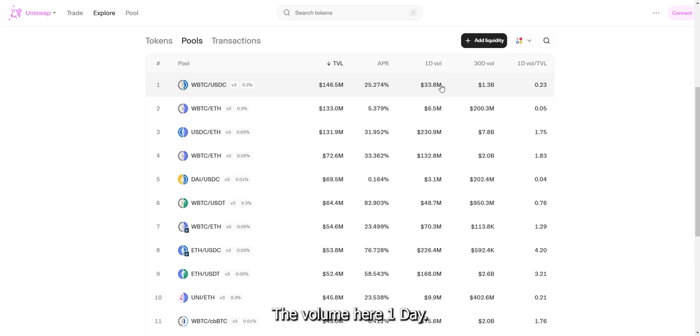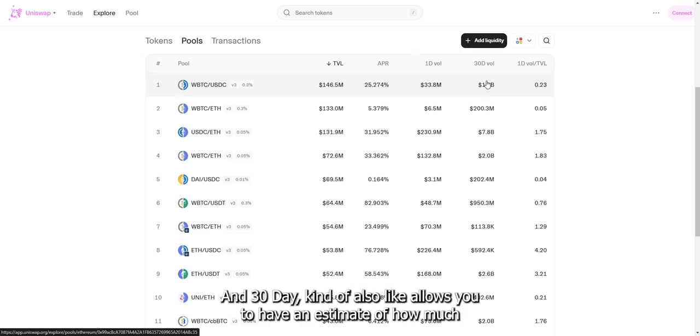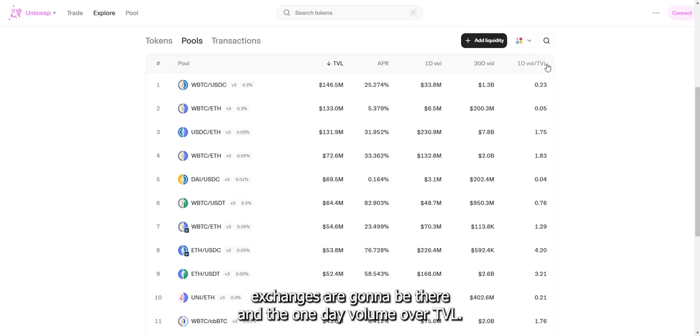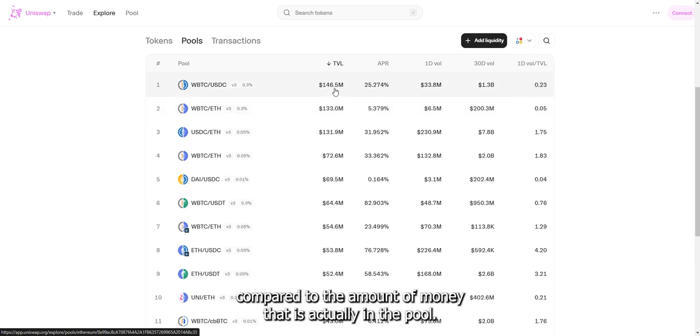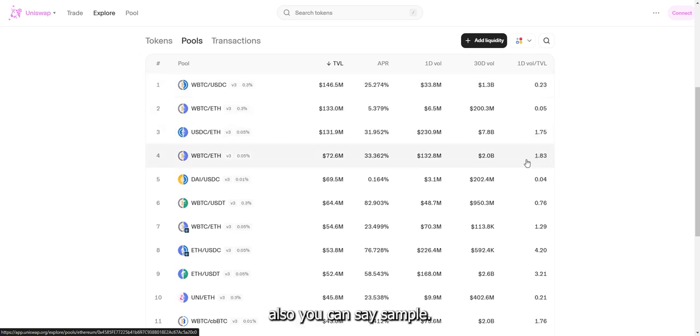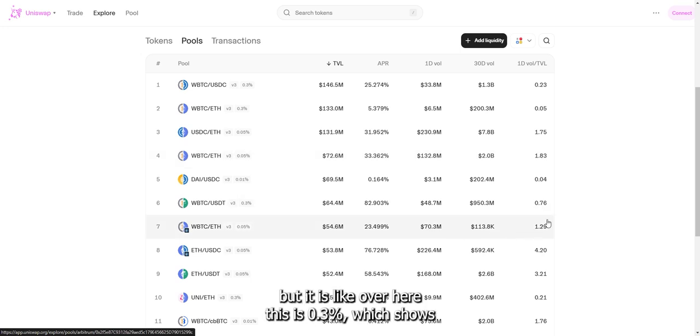The volume here, 1 day and 30 day, also allows you to estimate how much trading there is going to be. And the 1 day volume over TVL, basically the higher the number, means the higher the trading volume compared to the amount of money that is actually in the pool. So the higher this number is, the higher the likely fees are going to be. So if you look at this example, well, not the case here, but it's all right.